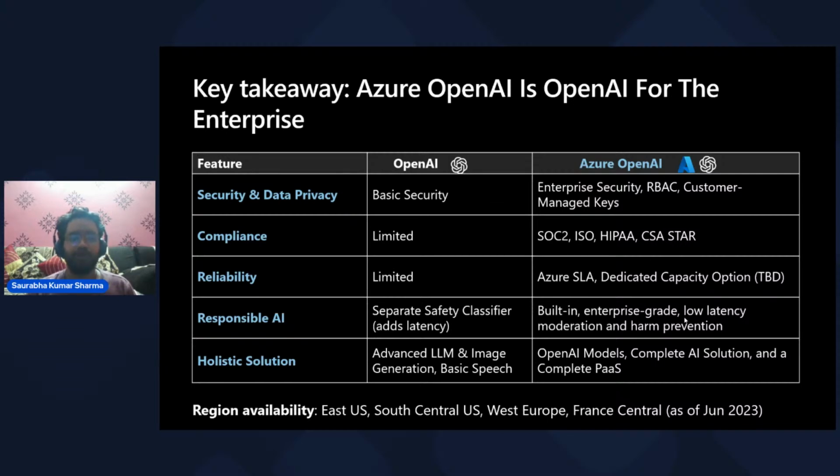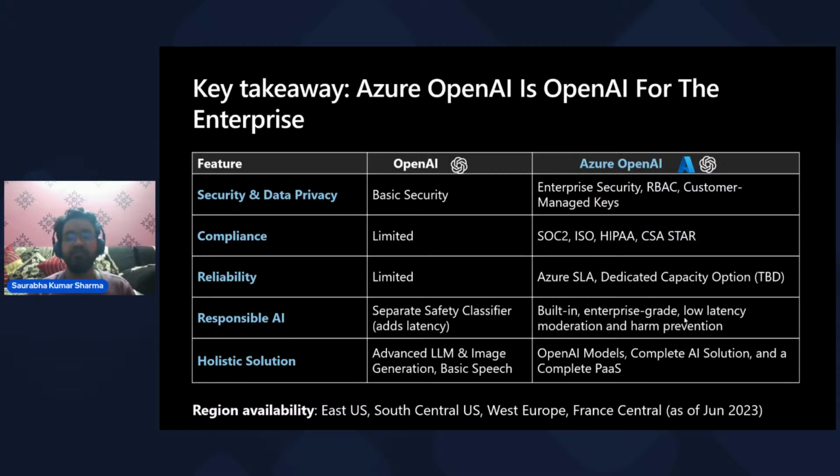On OpenAI, responsible AI is separated with a safety classifier, whereas in Azure OpenAI it's built-in, enterprise-grade, with low latency, moderation, and harm prevention. Also, OpenAI offers some holistic solutions like advanced LLMs, image generation, and basic speech, whereas Azure OpenAI gives you a complete AI solution and a complete PaaS service. PaaS is platform as a service.